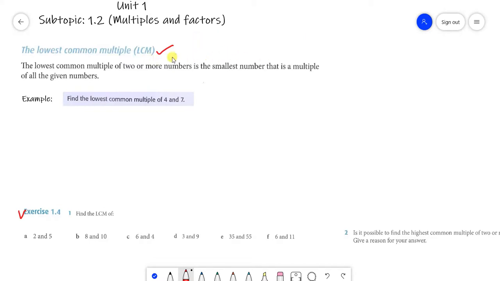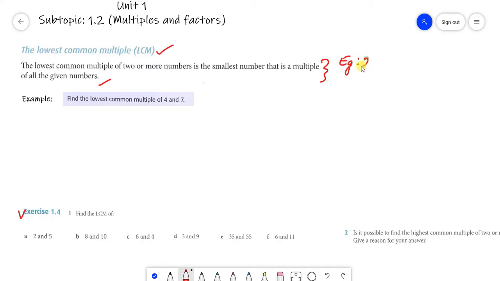LCM. What is LCM? The lowest common multiple of two or more numbers is the smallest number that is a multiple of all the given numbers. In easy words, we take multiples of two numbers and find out which of the common multiples is the lowest.